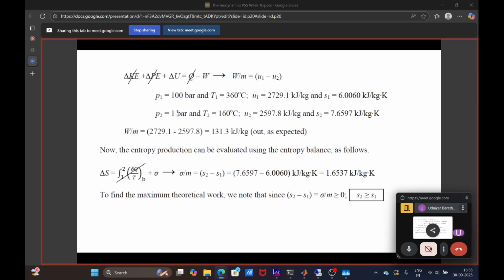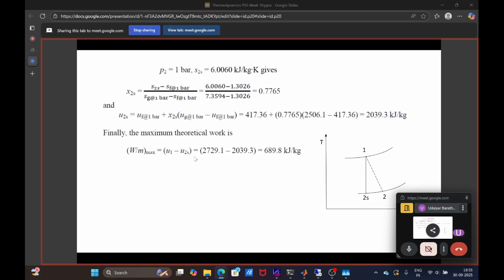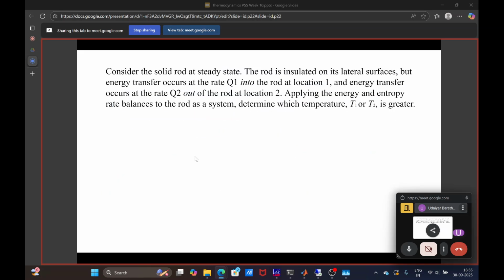So isentropic efficiency for an expander is the actual by the maximum, which is the isentropic work. In a compressor it will be the reverse, so it will be isentropic by the actual, because in a compressor the actual work will always be greater than the isentropic work, because isentropic is the minimum work. In the case of an expander, the isentropic is the maximum work, so it will be at the bottom. So that is on the expander.